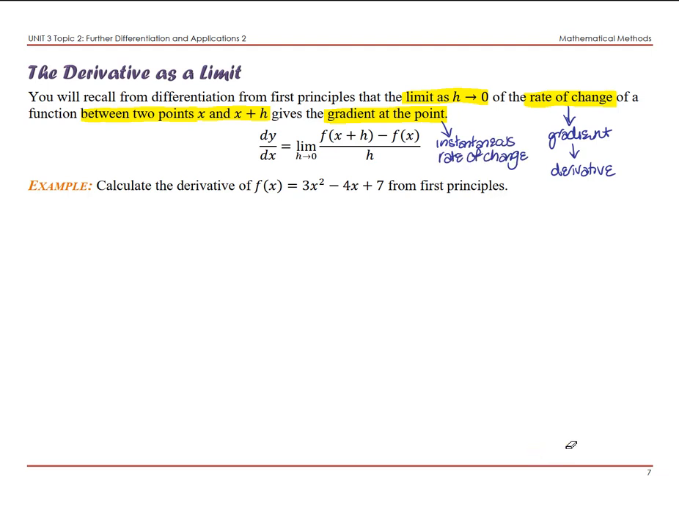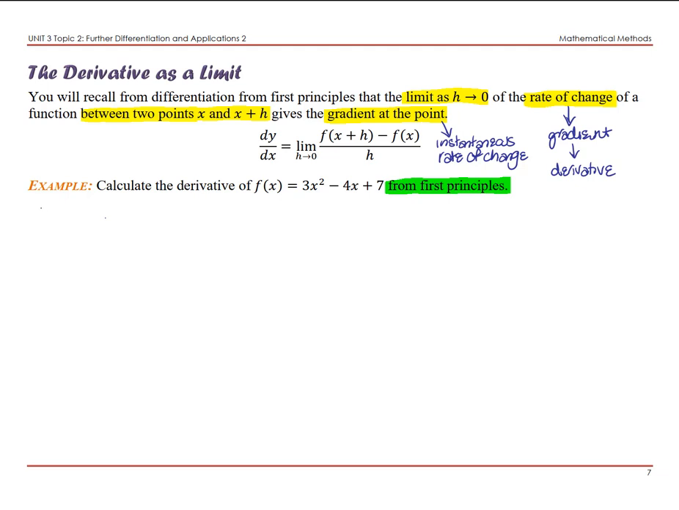Now, I don't like using the formula. Feel free to do it if you like. I do it by the steps: find the gradient, find the limit. So calculate the derivative of f of x equals 3x squared minus 4x plus 7. And the key here is from first principles.